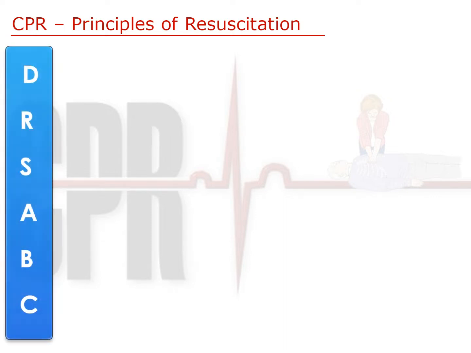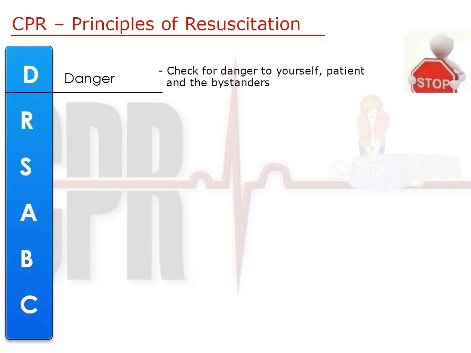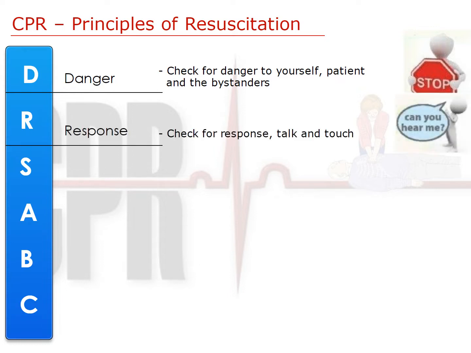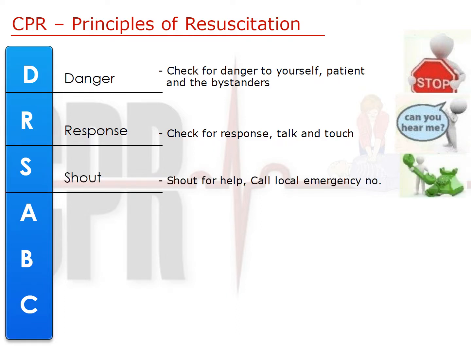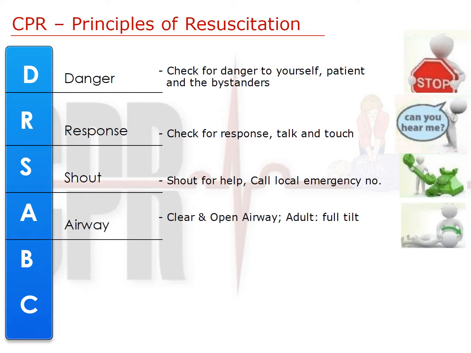DRSABC. Initially check for any danger to you, the patient, and the bystanders so that the condition does not get worse for anyone. Next, check to see if the patient is responding to talk or touch. Then shout for help. Ask the help to call the local emergency number. Next, clear an open airway of the patient. If the patient is an adult, then tilt the head fully.